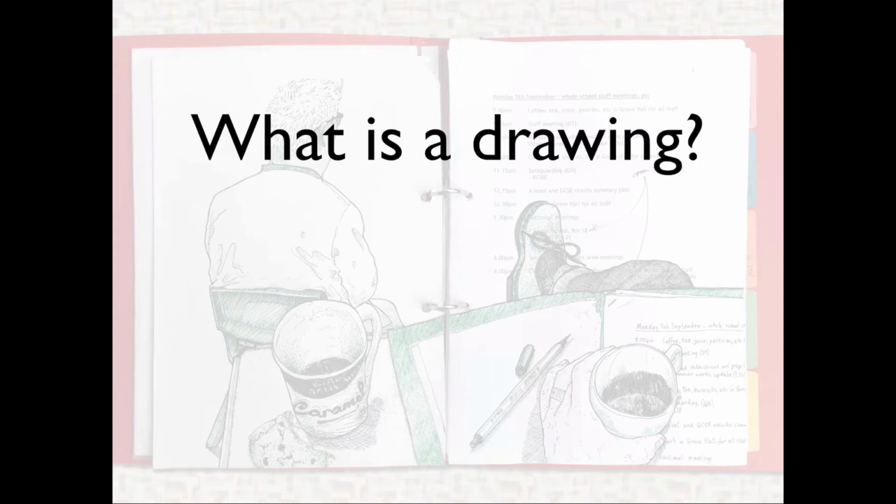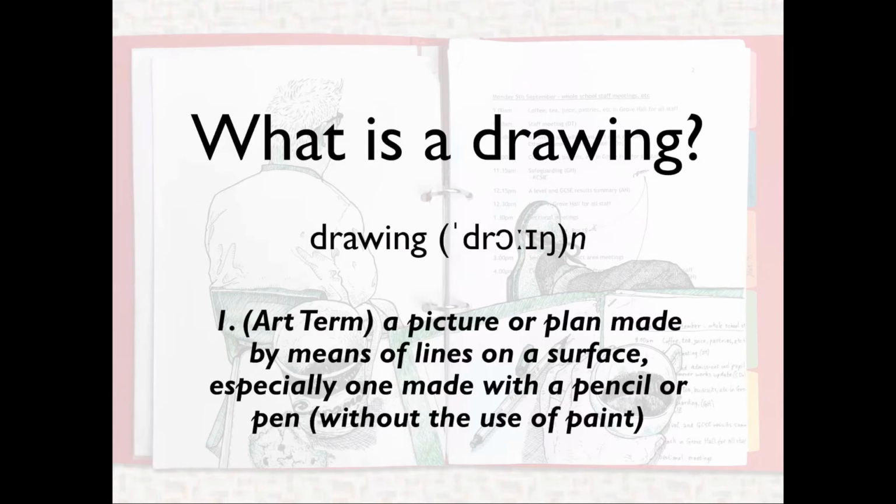Here's a dictionary definition. It's a picture or plan made by means of lines on a surface, especially one made with a pencil or a pen without the use of paint. That's fine, but maybe you can argue there are drawings that aren't made up of lines. In fact, you will be doing some. And you could also say that maybe we could do a drawing with paint. We could use a paintbrush and paint to make lines, to draw in the same way that we might with a pencil. So it's a good definition, but maybe not entirely accurate.